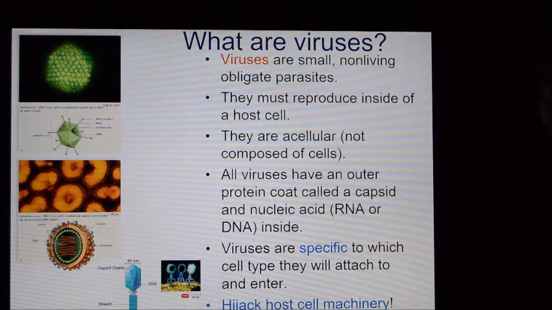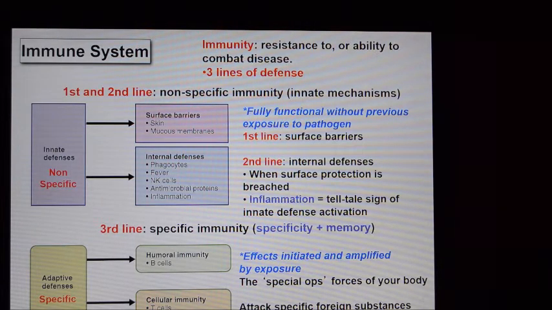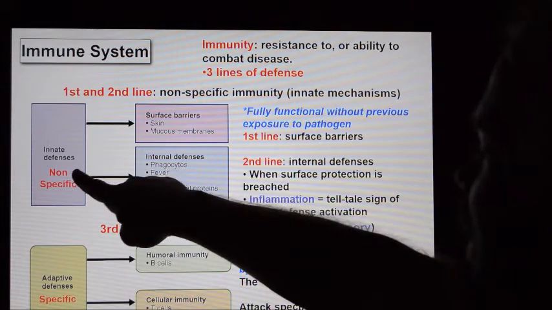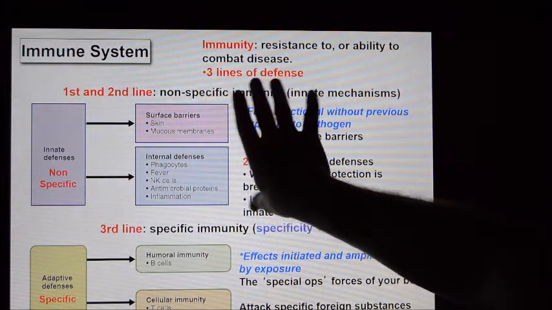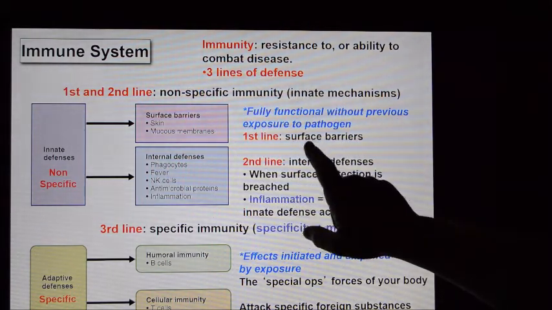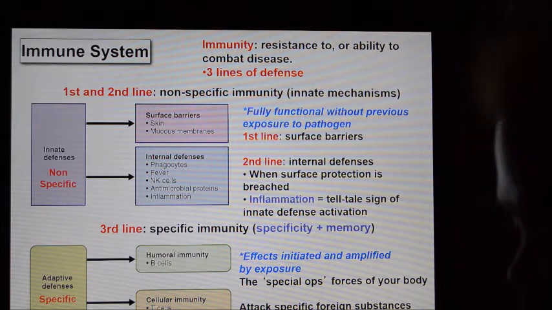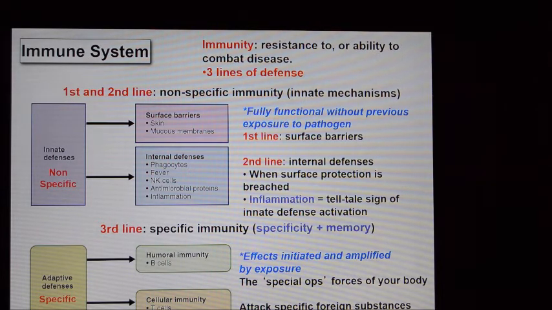Alright, let's move on. Now then, your immune system comes in 3 basic formats. The first and second lines of defense are what we call the innate defenses. They are non-specific. Non-specific means they attack everything equally. They will go after whatever's causing you problems immediately and with no real precision, for lack of better terminology.